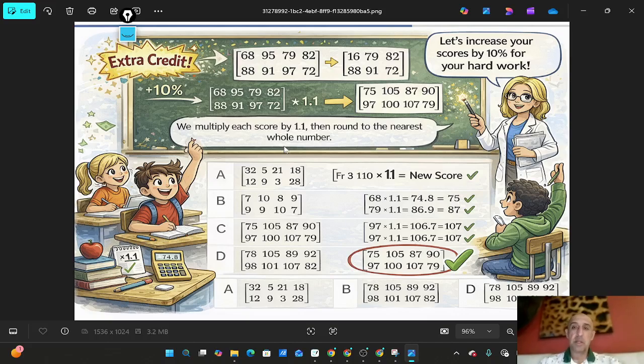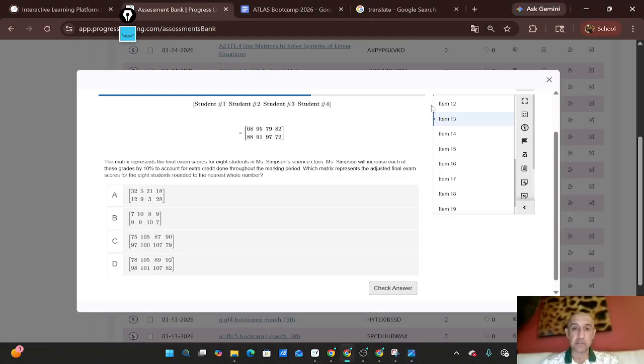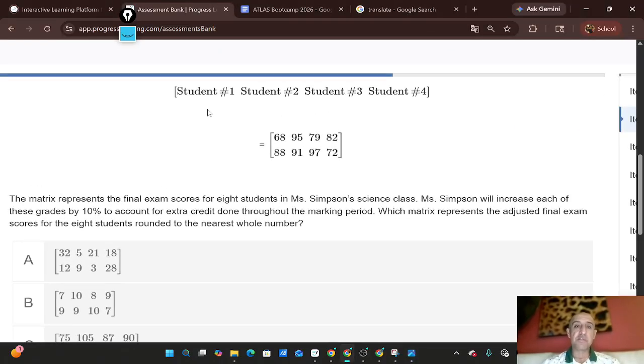Hello everyone. In this question, we will find a solution for a real world problem using the matrix. And the problem is as follows. We have student number 1 and student number 2 and student number 3 and student number 4.